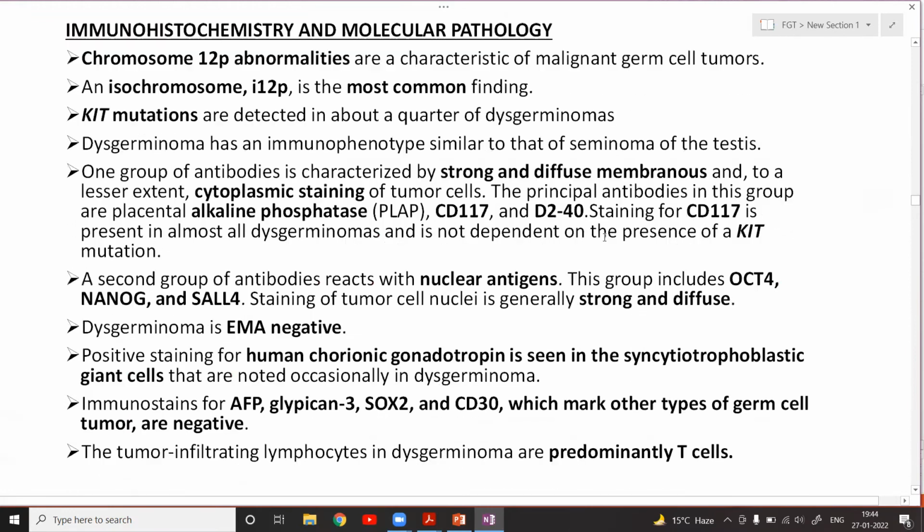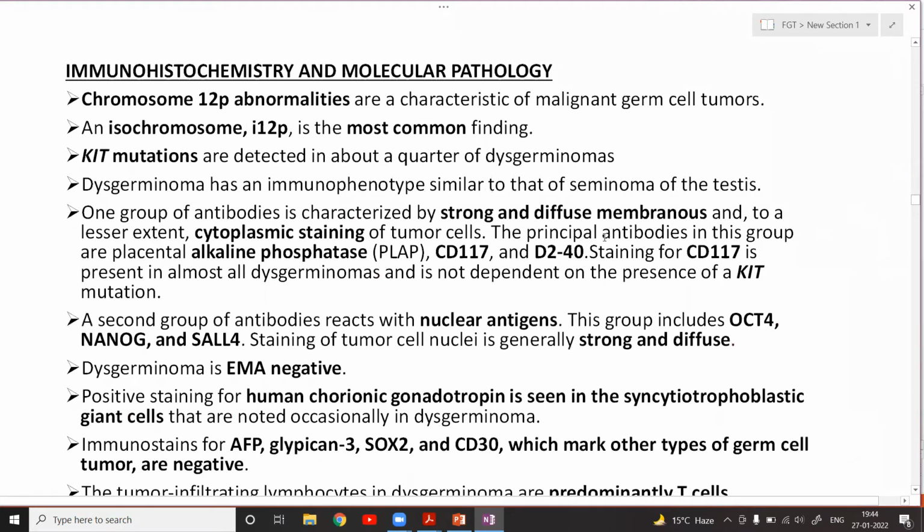Now coming to the immunohistochemistry and the molecular pathology. So I have already discussed chromosome 12p abnormality, especially isochromosome 12, which is the most common and characteristic finding of malignant germ cell tumor, especially in case of dysgerminoma. Also, I have already discussed the presence of KIT mutations. These are important viva questions and will be asked.